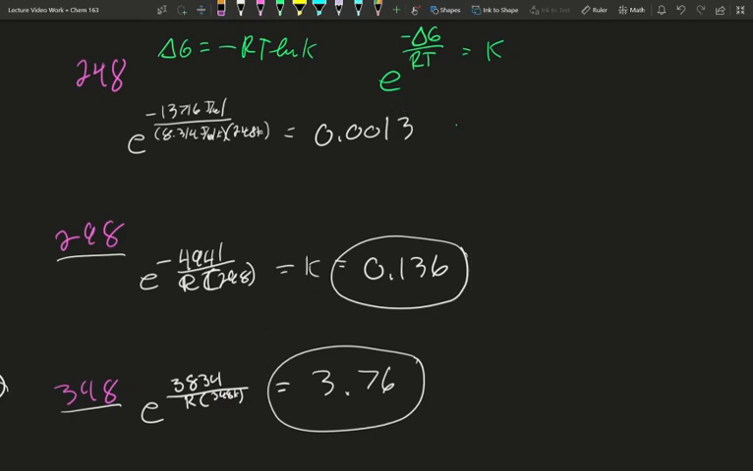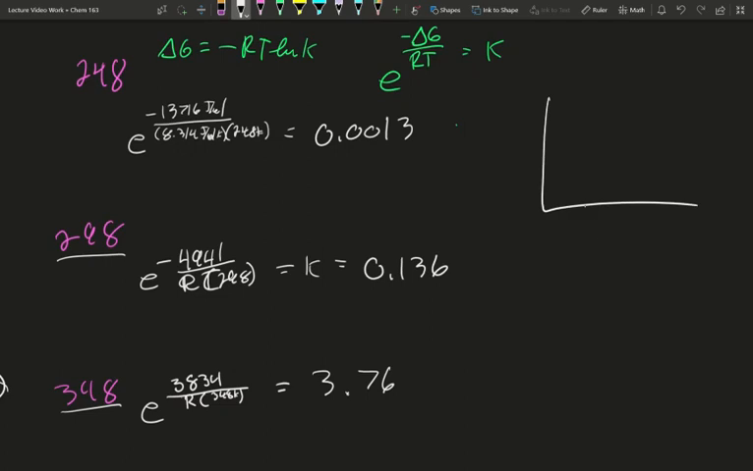What does this tell us about the equilibrium constant, though? Well, at low temp, so let's do constant versus temp. When we were lower at 248, we were down in the 0.0013. But as our temp went up, we climbed to 0.14. As our temp continued to go up, we climbed to 3.76. So we'll draw it here off scale. What we find is that our K value is increasing. As our temp goes up, our K value increases.